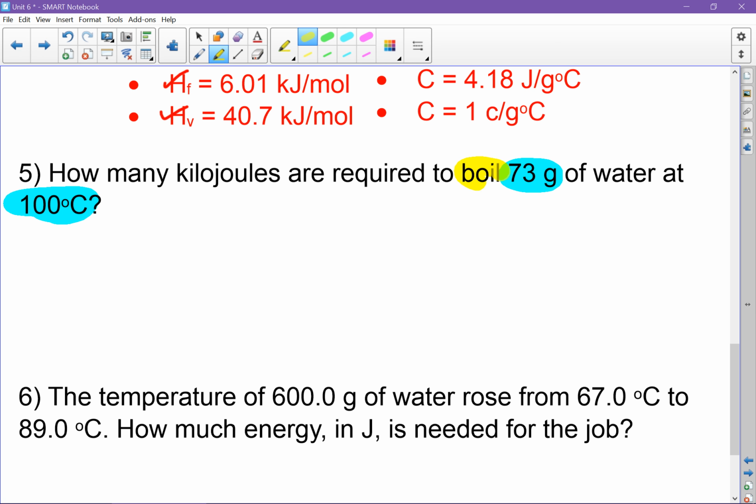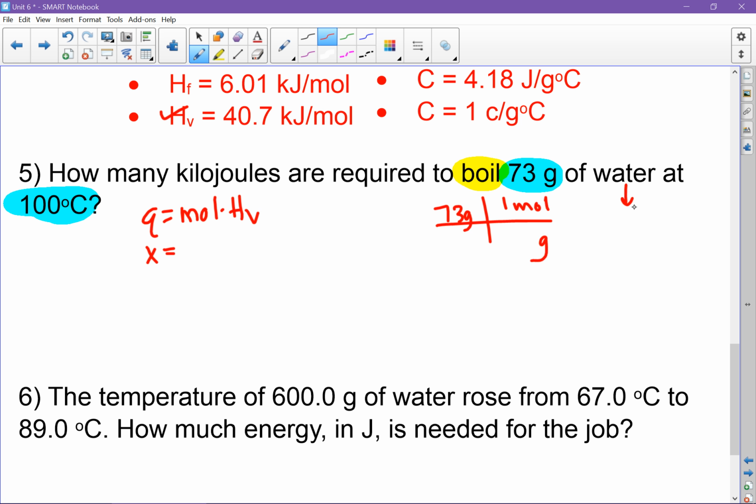I see boil in this one. Whenever you boil, that means HV. It's the same thing as vaporizing. So our formula here is Q equals moles times HV. Okay? So the problem is they didn't give me a mole number, they gave me a gram number. So we're going to convert those 73 grams into moles.